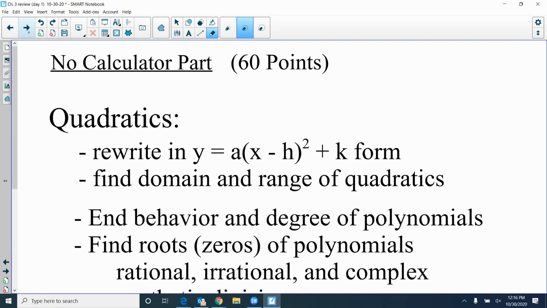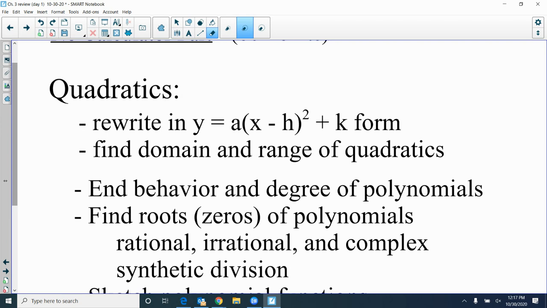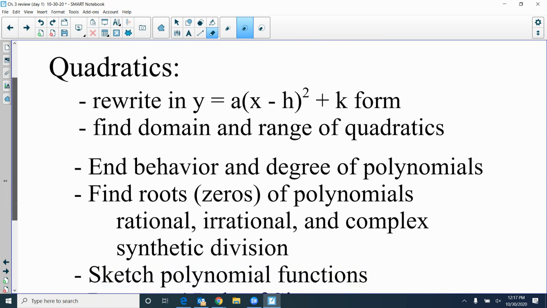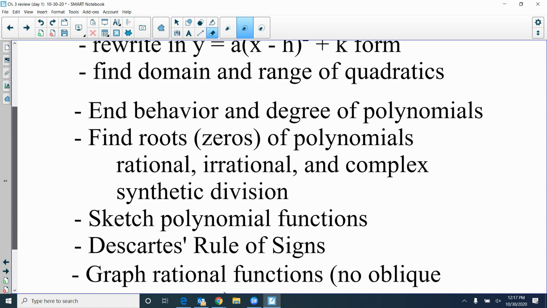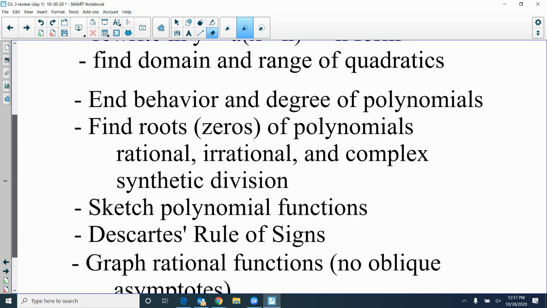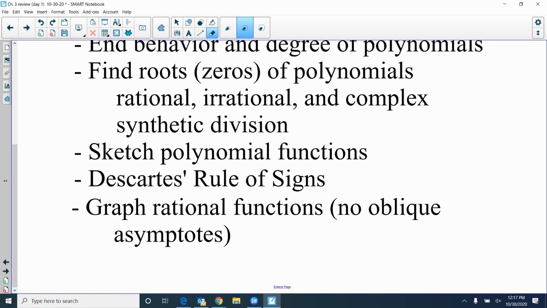All right, here's what the no calculator part will look like. 60 points. Rewrite in that vertex form. We'll do one like that here in a second. Find domain and range. End behavior and degree. Find the roots or zeros of polynomials, rational, irrational, and complex. Sketch them, just give me the shape. Descartes' rule of signs and graph rational functions. No oblique asymptotes. Okay, I won't have that on there.